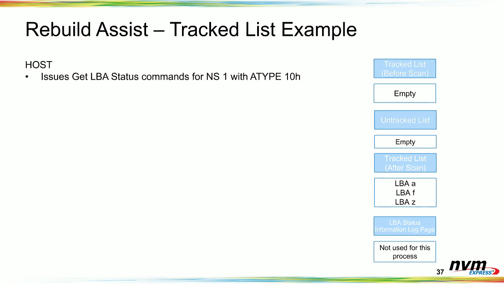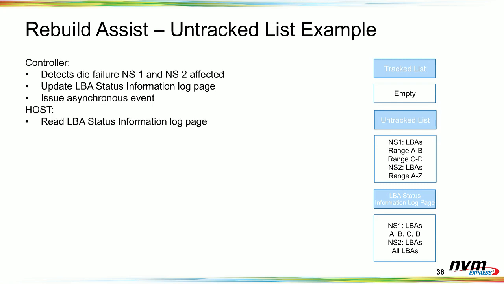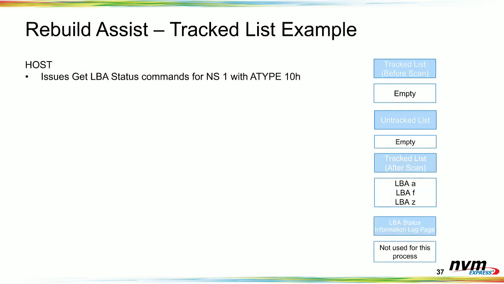So rebuild assist. I apologize. I actually got these named backwards in here because what we just went through was actually the tracked list example. And what we are going through next is the untracked list example. So the host issues a get LBA status command for namespace 1 with type 10 hex.